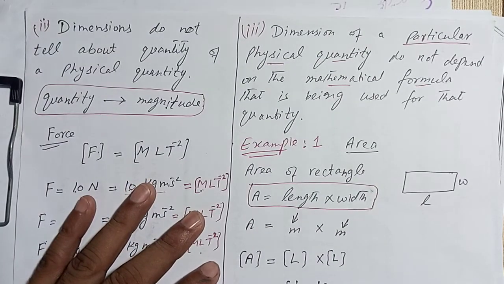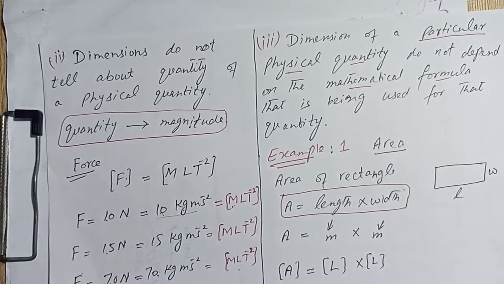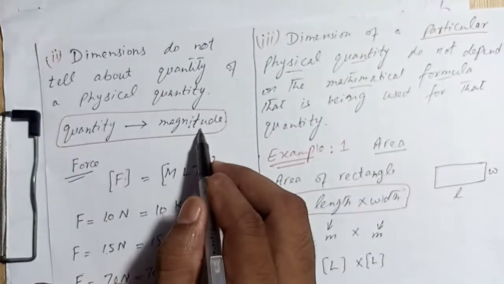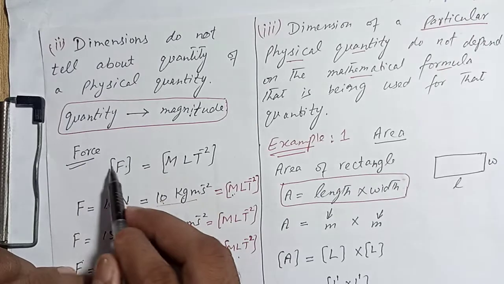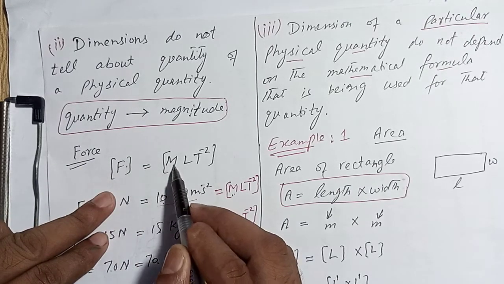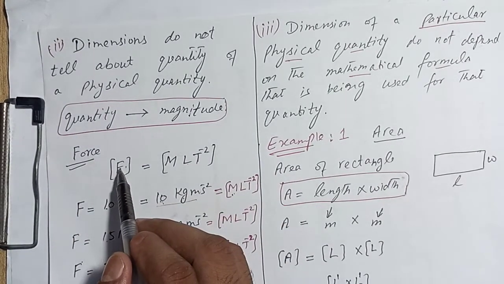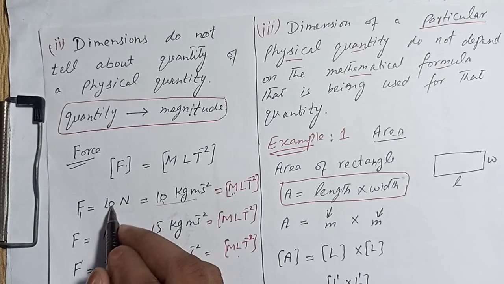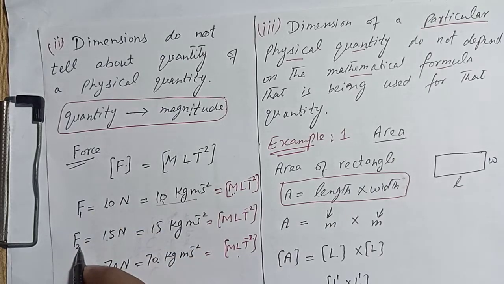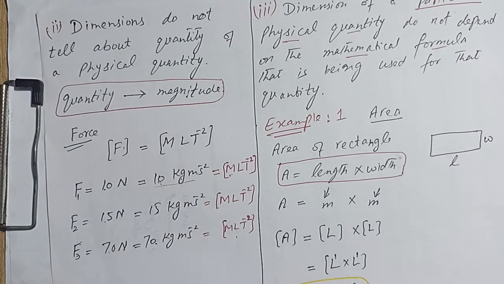Secondly, dimensions do not tell about the quantity of a physical quantity, and quantity means the magnitude of a physical quantity. For example, we write the dimension of force F as MLT to the power minus 2. And force can have any magnitude. For example, force F1 has a magnitude of 10 newtons, force F2 has a magnitude of 15 newtons, and some force F3 has a magnitude of 70 newtons.